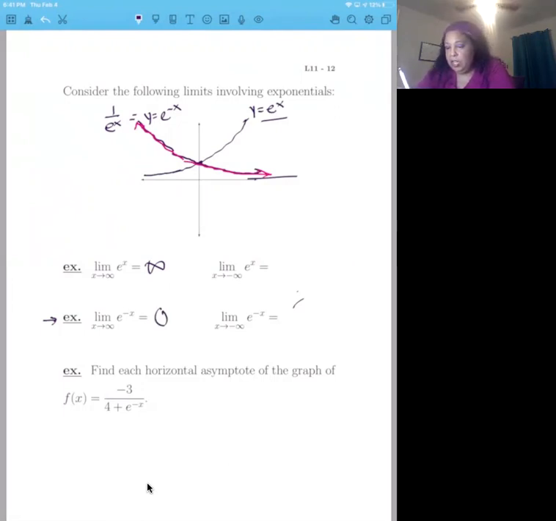All right, now let's look at e to the x as I go to negative infinity. Well, that's this one here. It's going to that asymptote as well. So that limit equals 0. Now e to the negative x, that's here as it goes to negative infinity. It's shooting off to positive infinity.